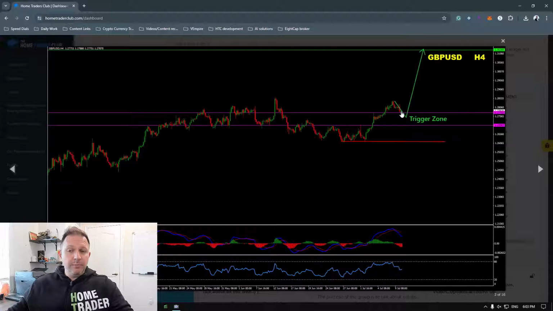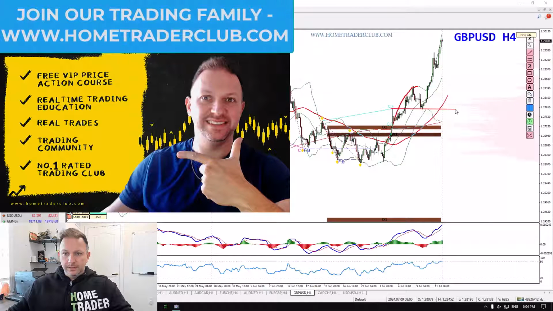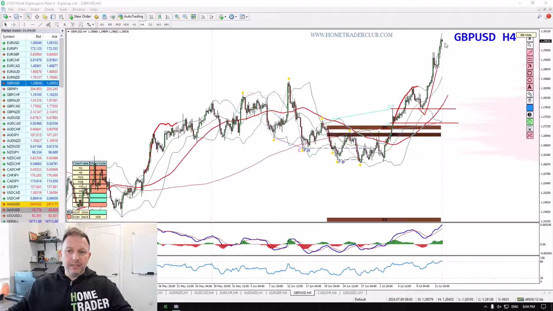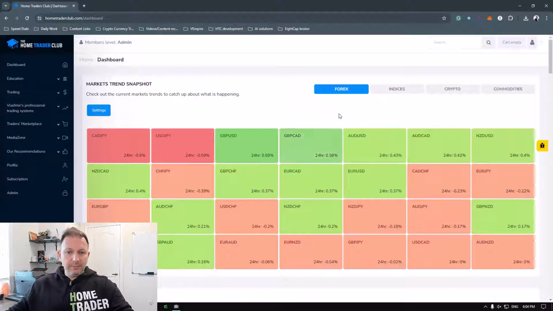We also had a beautiful buy on the pound dollar where we entered this beautiful trigger zone. This was our zone. Let me just draw it for you. This is where we were looking to get involved as soon as we entered in, and so far this is an absolutely fantastic rally. So what is next with the pound dollar? Let's go back to the members area of the Home Trader Club and take a look at the numbers.